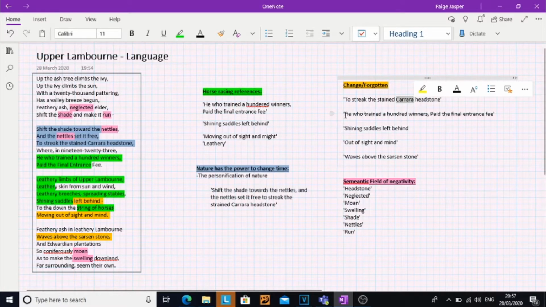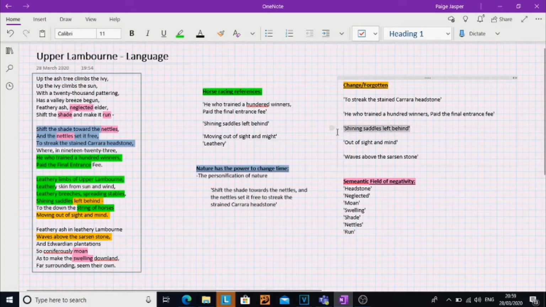We also have he who trained 100 winners paid the final entrance fee. This juxtaposition is quite a big quote as it emphasises the change. Because of the juxtaposition, it shows and emphasises the change even more. Because to be a winner, there's nothing better. But then he paid the final entrance fee by dying, which shows a massive change and how his winning had been the biggest loss of all time, to die.